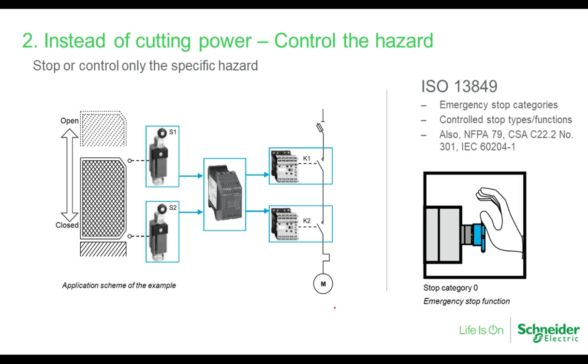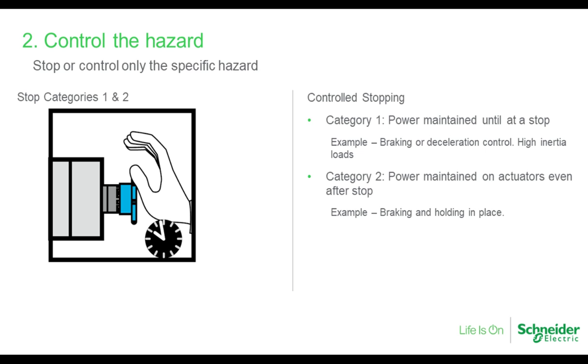The most common thing we do is remove power from the controller or the motor starter that is running that part of the machine. But we can also do other things. So when we think about controlling the hazard, it's not always removing power from the motor or the actuator, whether it's electrical or pneumatic or whatever. Sometimes it's actually controlling it.